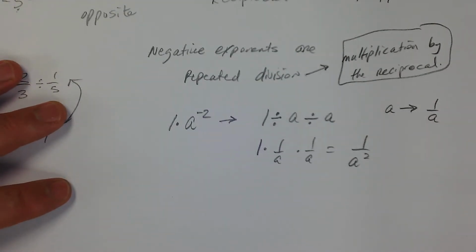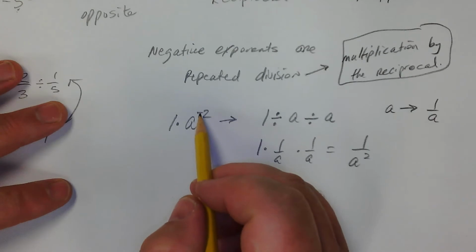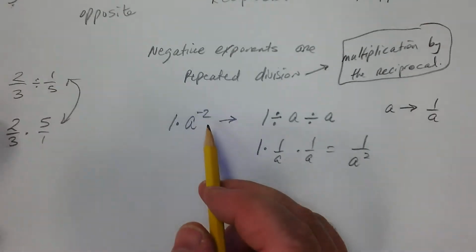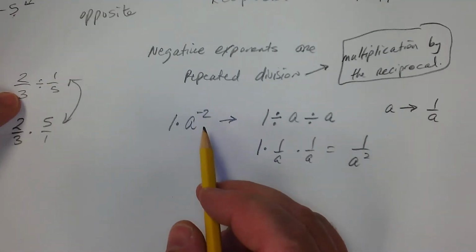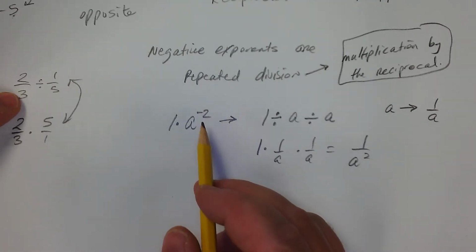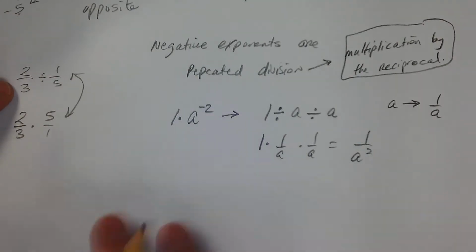Wow. So when you see a negative exponent, this is not simplified. We're going to rewrite negative exponents. You have to rewrite negative exponents. Do not leave an answer with a negative exponent unless you're talking about using scientific notation. Okay, so don't do that. Fix it.